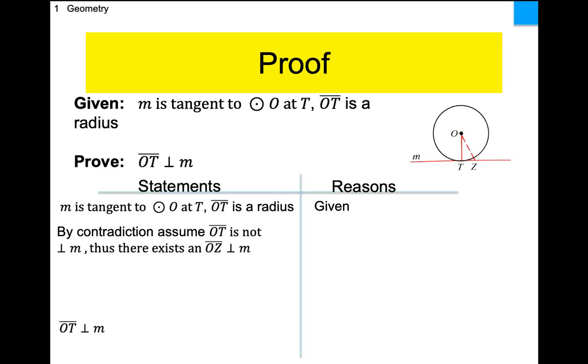Now, hold on a second. Make sure everybody can wrap their head around what we just did. If this one is not perpendicular, because that's what we're assuming, then there's got to be one that is, because if I have a dot and a line, I can always make a line that's perpendicular. So I just drew this new dashed one. Clearly it's not, but I'm claiming it's perpendicular. Because if OT is not perpendicular, then where's the one that is perpendicular? There it is. I just drew it.